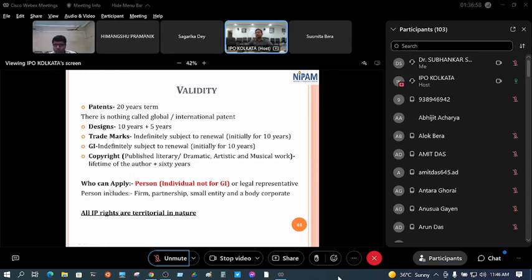So who can apply for these intellectual property rights? We have seen that any individual person can apply for intellectual property rights apart from GI. GI is given to a community, not to an individual person. So any individual person, or any other legal representative, including firm, partnership, small entity, and body corporate, can apply for that intellectual property right.